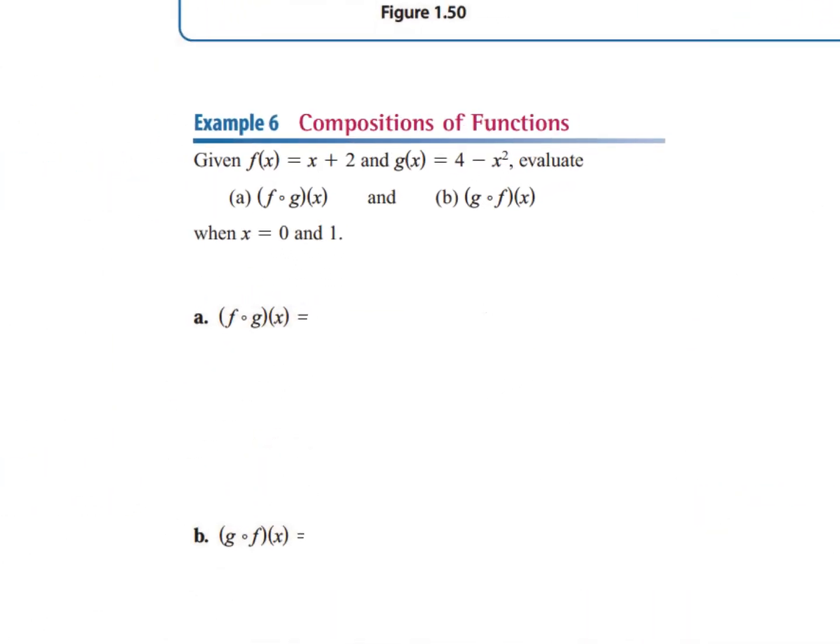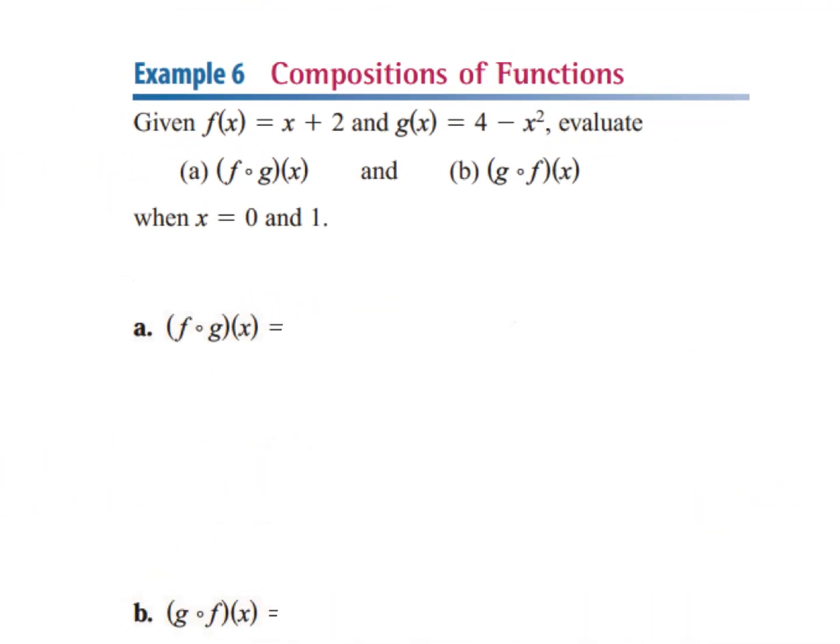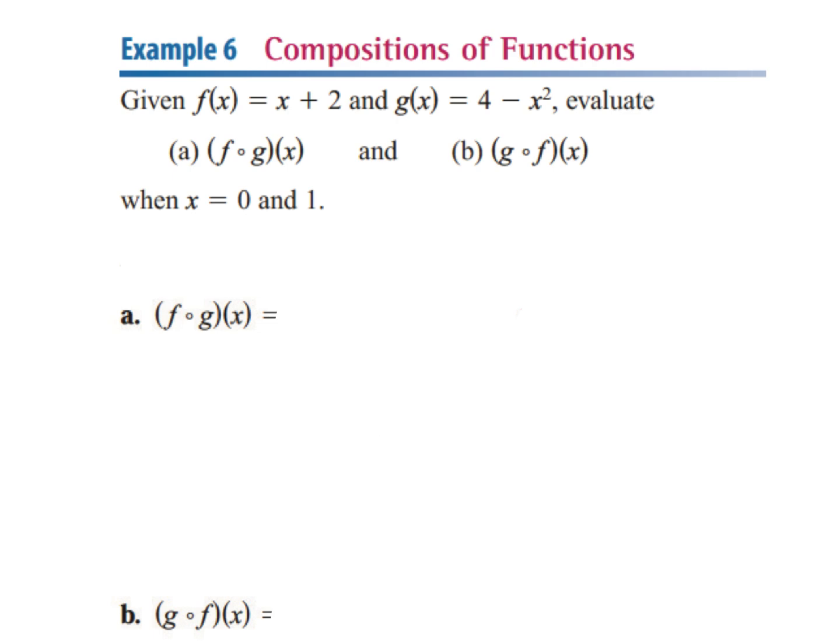All right, for number 6, we're going to find the compositions of functions here. So it's asking for f of g and g of f. So these are asking for two different things. So let's start with f of g. We're going to take the inside and plug it inside the outside function. So we're going to take g of x, because that's written on the inside, and we're going to plug it into the x in f. So 4 minus x squared plus 2.